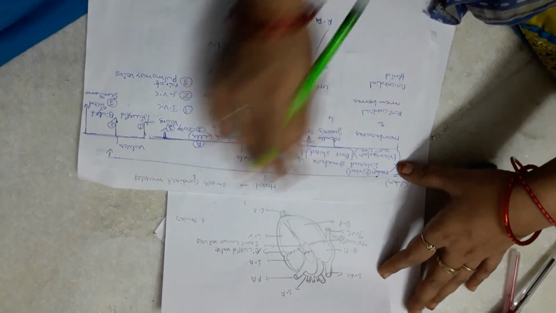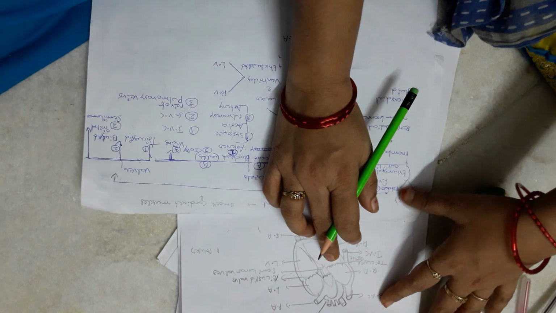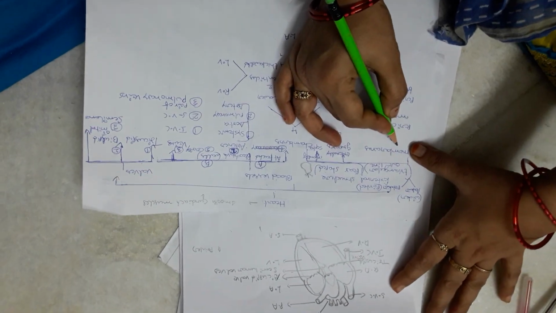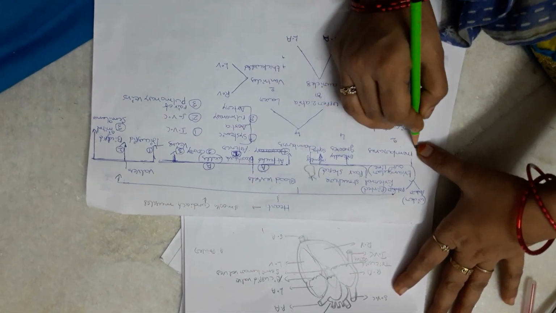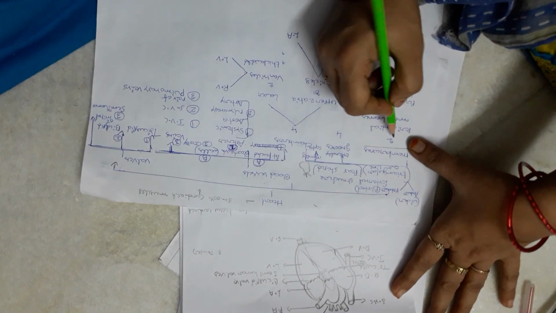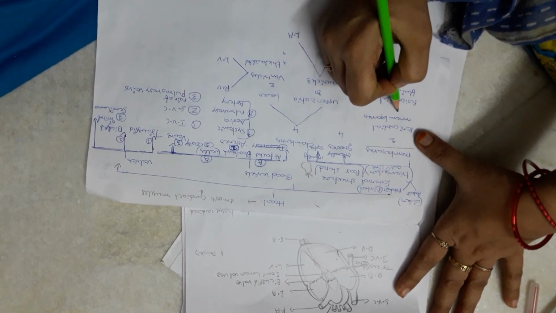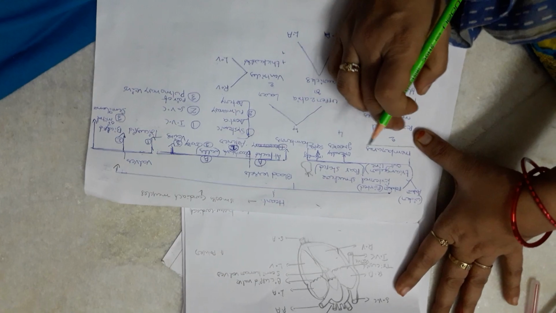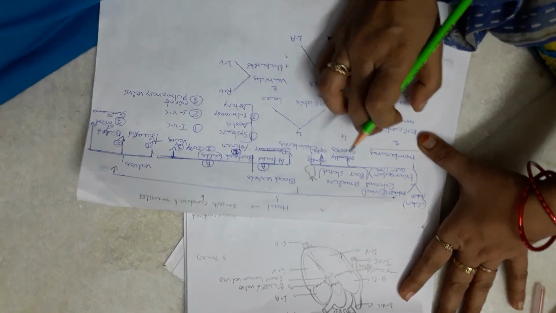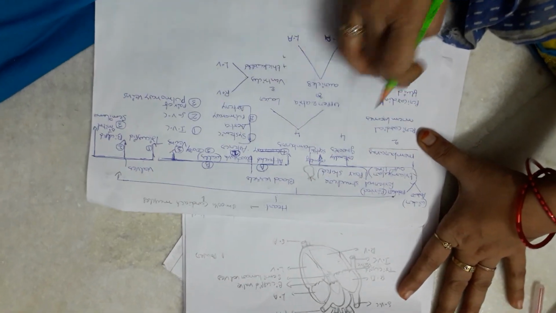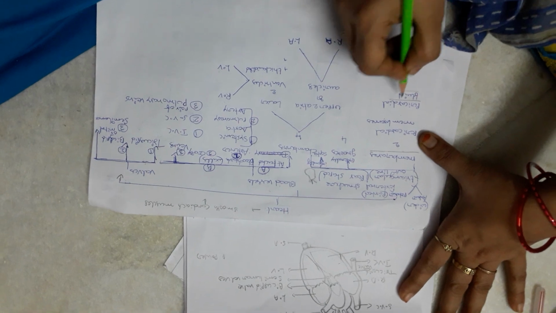Okay, next, it mainly contains two membranes. The membranes are known as pericardial membranes, and there is a space between the pericardial membranes. The space is filled with a pericardial fluid.